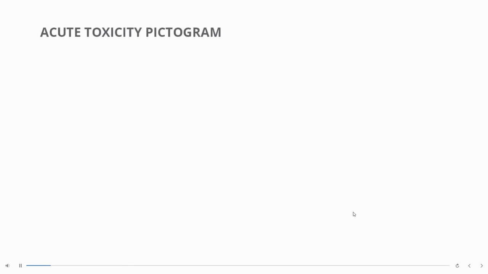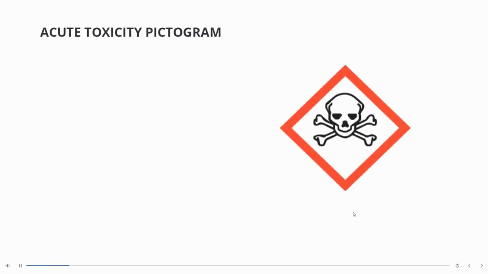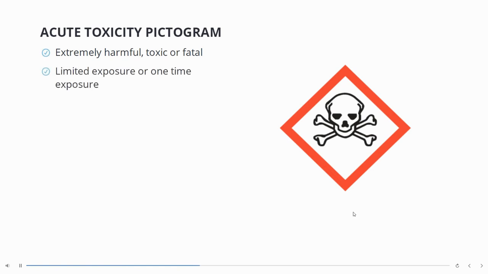The skull over crossbones symbol. This pictogram, for acute toxicity and potentially fatal, is used in materials labeling to warn you that the relevant product has potential to be fatal, toxic, or extremely harmful, even with a limited exposure or a one-time exposure. This can be exposure through contact with skin, inhalation, or swallowing. Proper handling should be taken extremely seriously with these materials.